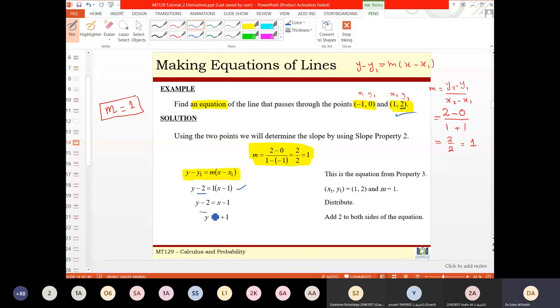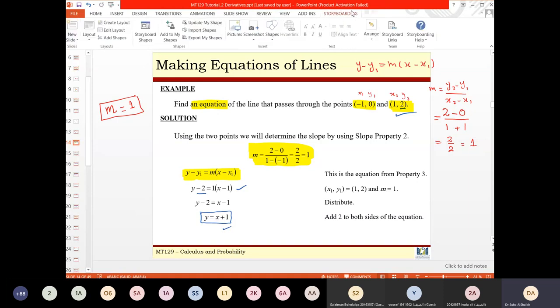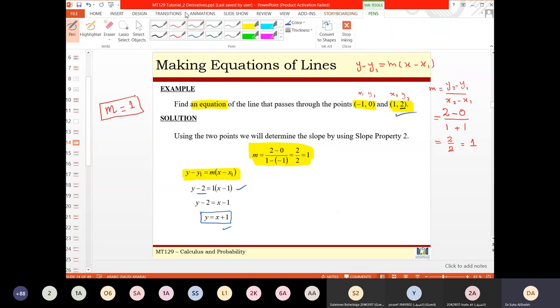Rearrange the equation. Write it in the standard form. This will give you y equal to x plus 1, and this is the equation of the line. Now, one question can come to our head. For example, I use the other point. They use the second point. What if I want to use the first point? Can I do that? Yes, you can do that, and still your answer will be the same.